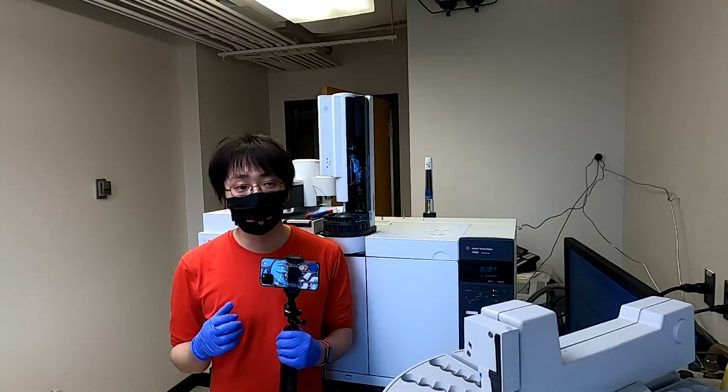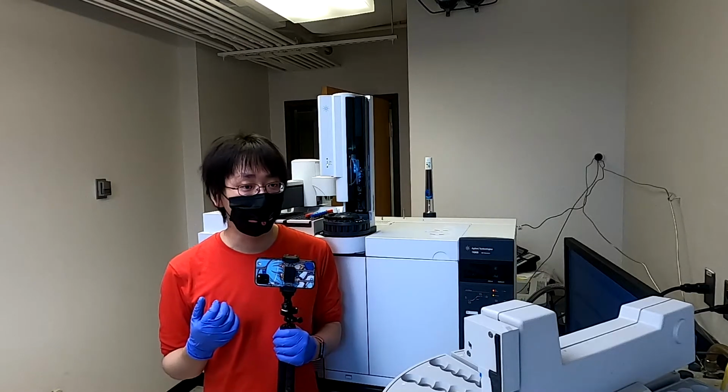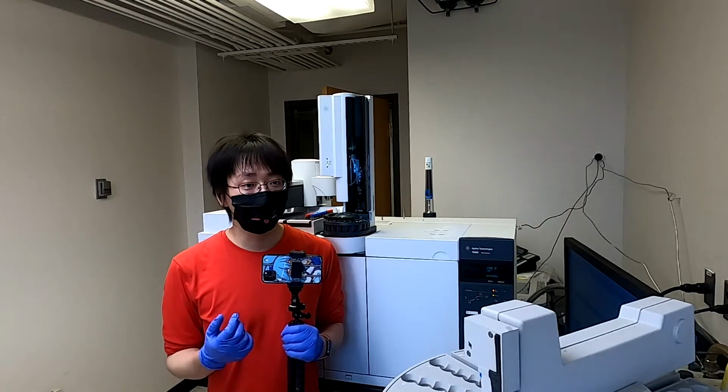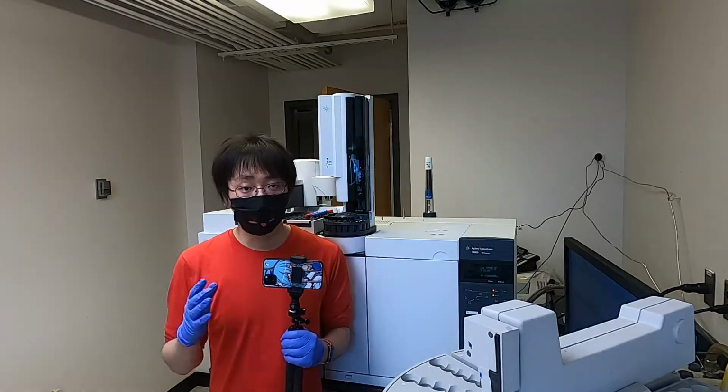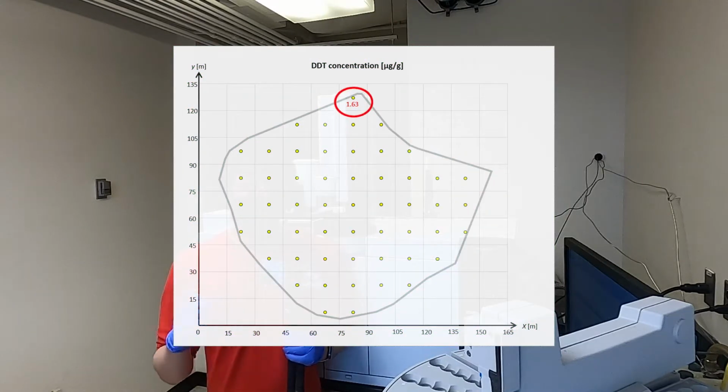And then we are going to check the QA and QC. If the QA and QC are good, then we can calculate the average of the triplicate to represent the DDT concentration of this one sampling point, like shown on the map here. And this data can be used for further analysis.